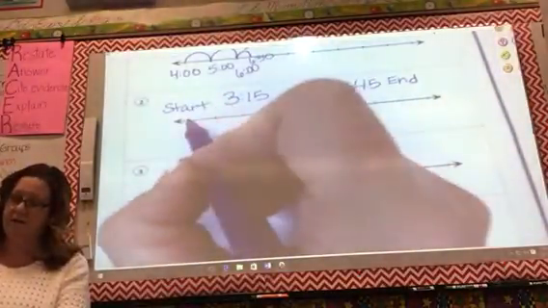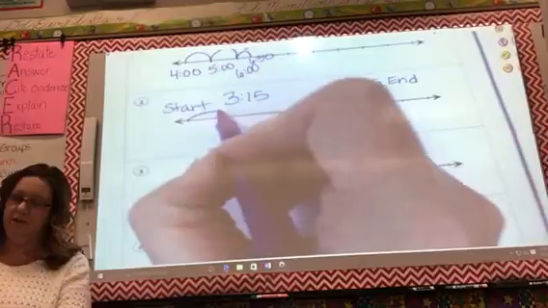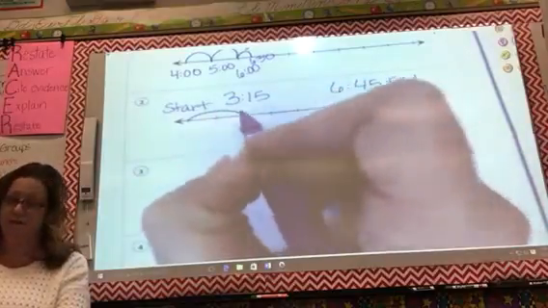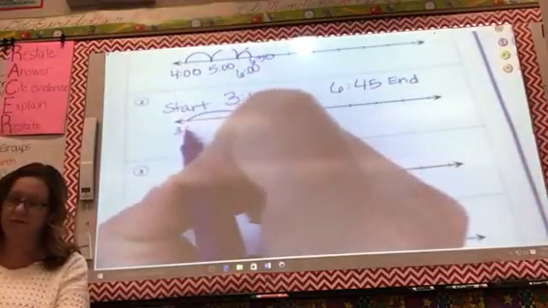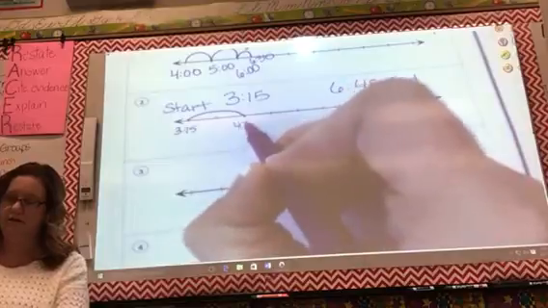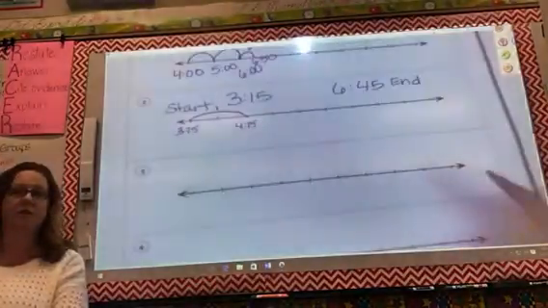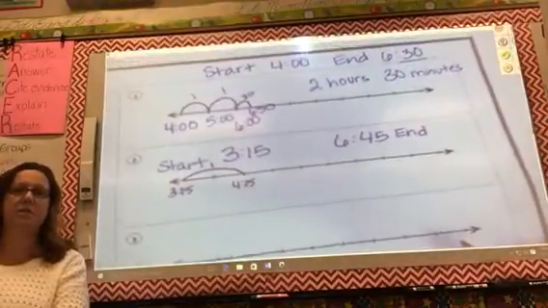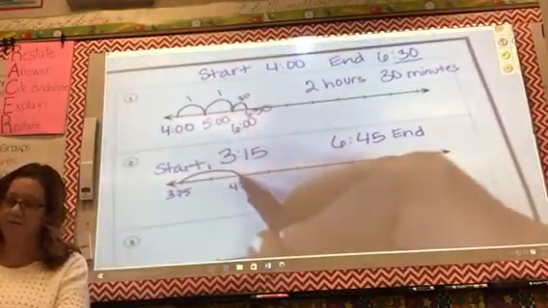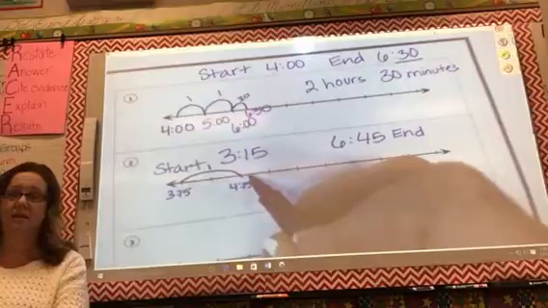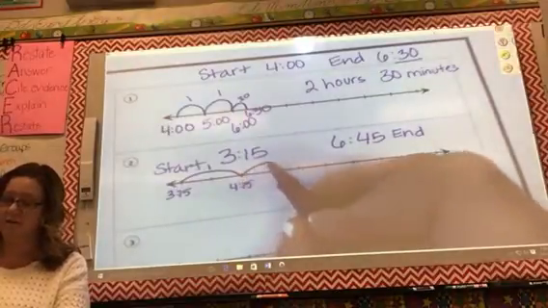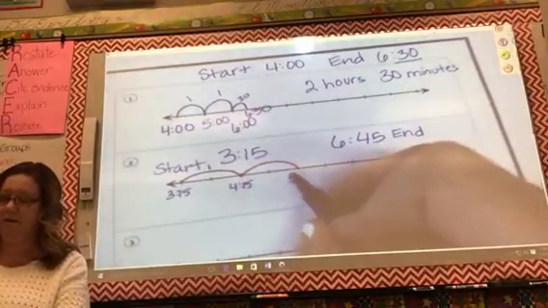So we're going to start at 3:15 right here, and we're going to jump an hour ahead to 4:15. So here's 3:15, here's 4:15. So we jumped 1 hour, right? So now we're going to jump another hour from 4:15 to what? Right, 5:15. Okay, there's 5:15.